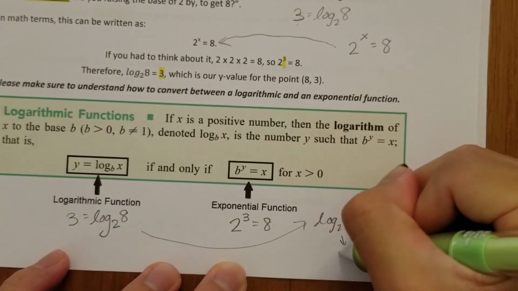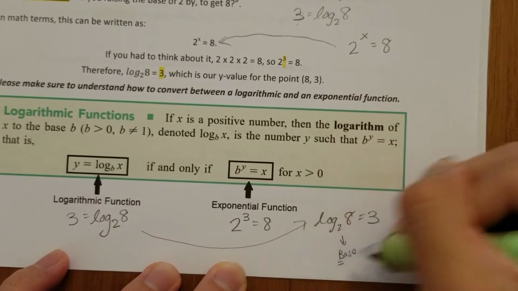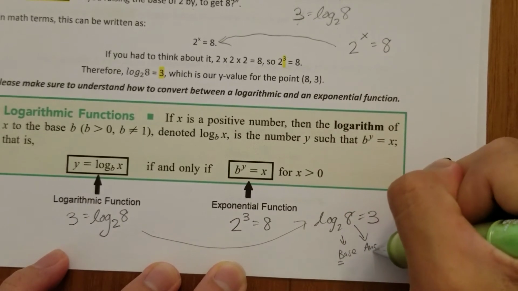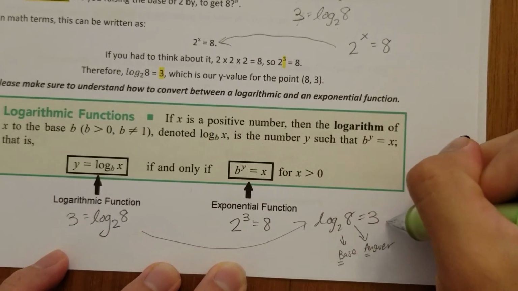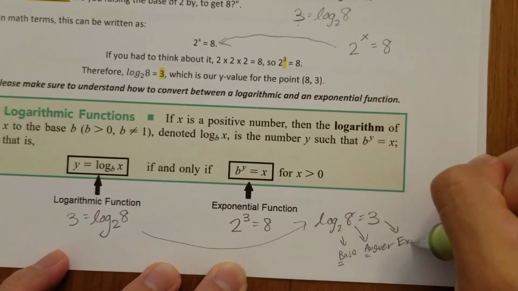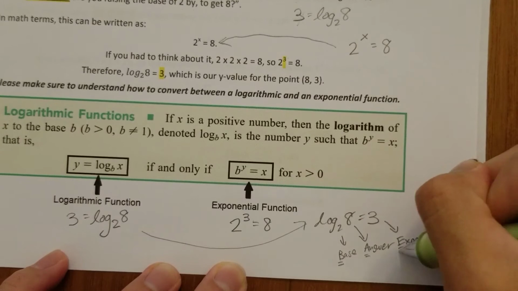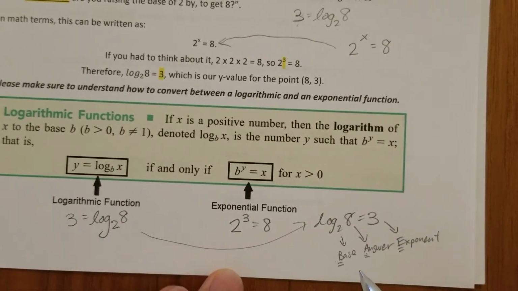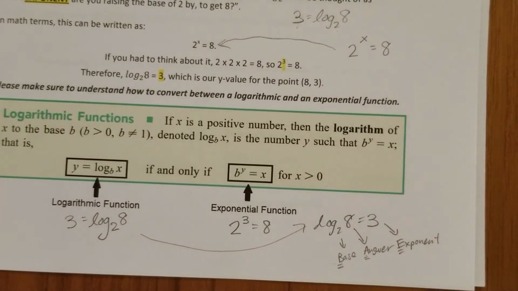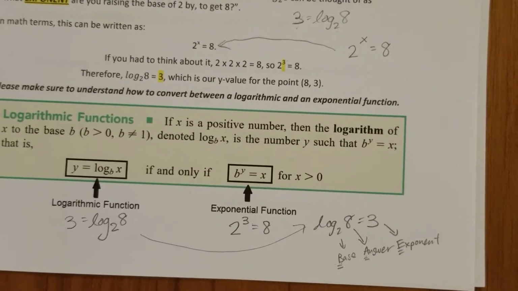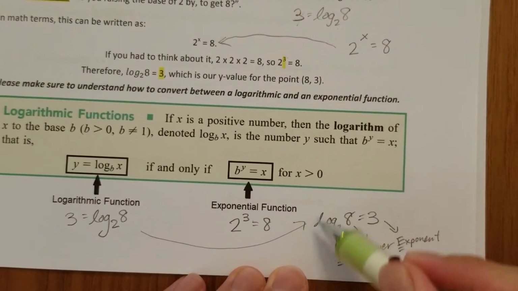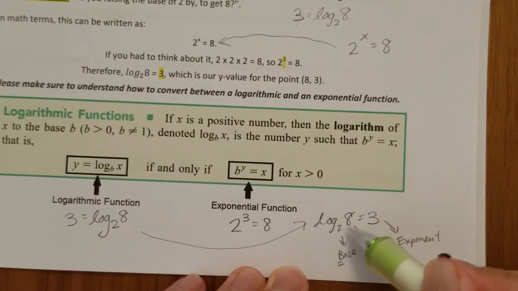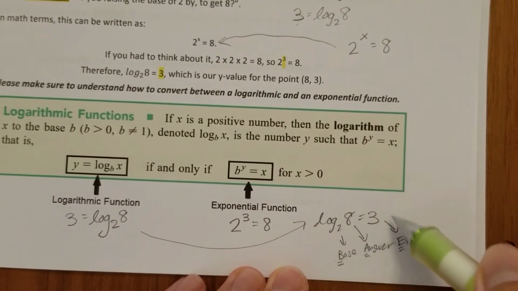So this is your base, this is your answer, and this is the exponent. Look at what it spells: it spells bay. Yes, I got that idea from Mr. Cam, if you're wondering. So that's one way you can think about this. If you see a logarithm, the small number is the base, the next number is the answer, and the number on the outside is the exponent.